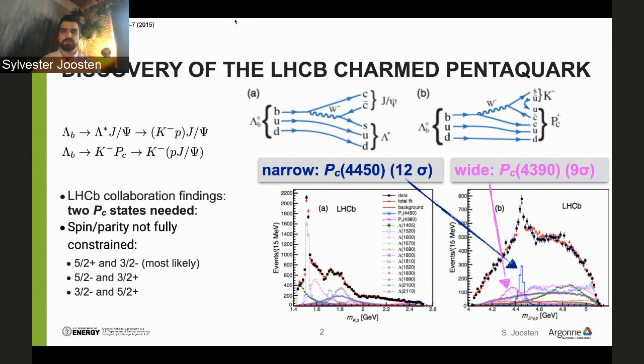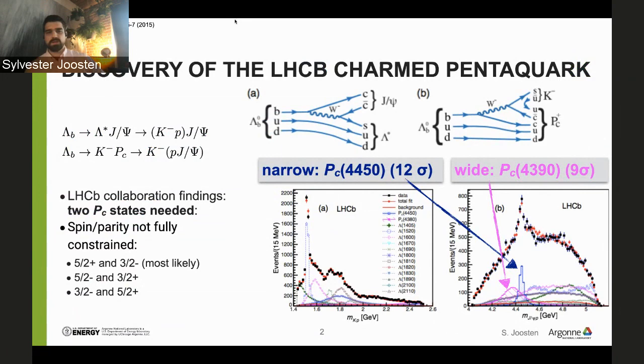So just as a recap, in 2015, the LHCb experiment announced that it found these two resonances in the lambda b decay spectrum that are consistent with pentaquark states. The spin parity was not fully constrained. At the time, the most likely assumption was 5/2 plus and 3/2 minus, where both states had opposite parity.